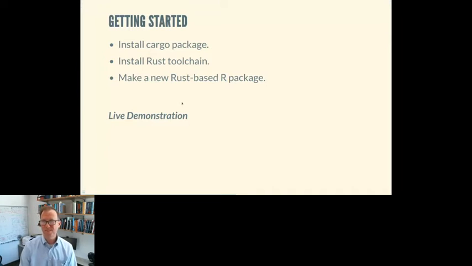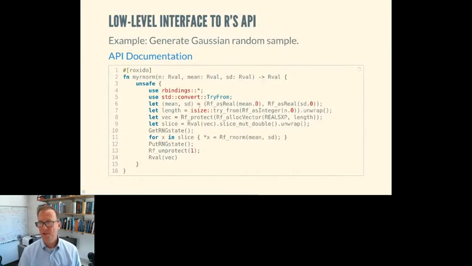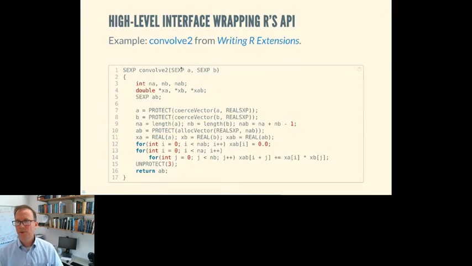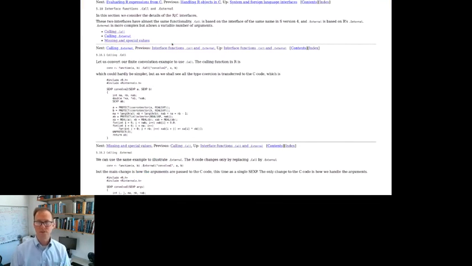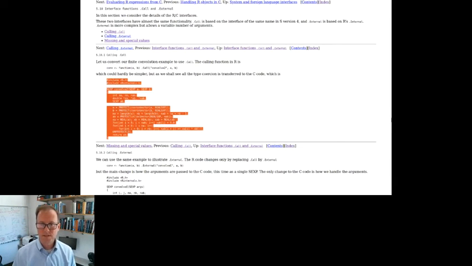Now you might say, well, wait a second though, that's fine, but I'm a Rust developer, I don't want to be using a C interface, an R C interface. All these functions here feel very C-like, which is fine. And so we also have a high-level interface, which I'll show you now. In Writing R Extensions, there is an example, convolve2, which shows how to convolve 2 vectors. And they give you some nice code that does that.